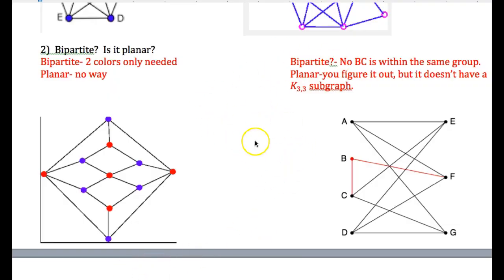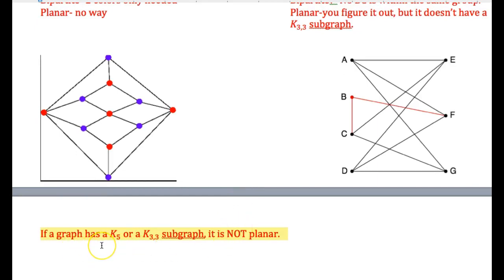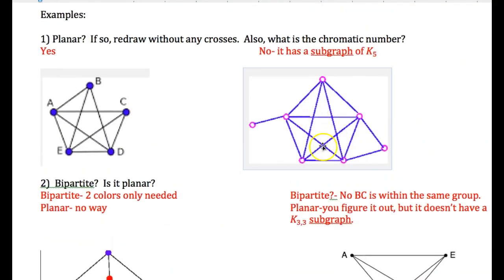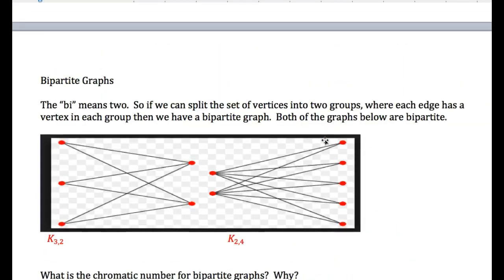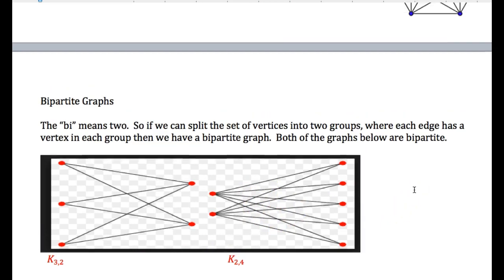So to finish this up, here's some additional notes you might want to get in there. I've got, if a graph has a K5 or a K33 subgraph, it is not planar. It's not going to be planar. So if you can identify those things, then you know straight away it's not planar. For example, this one right here is a K5. I don't have a K33 on these examples, but this is a K32. This one should be planar. But anything beyond that K33 is not planar. I'm going to guess that this one's not. I haven't looked at it too closely, but I'm going to guess that it's not either.